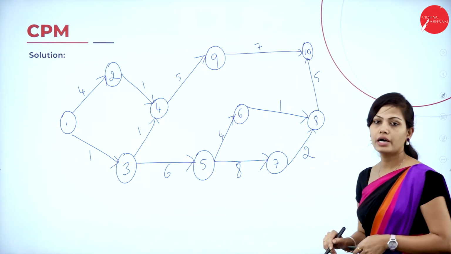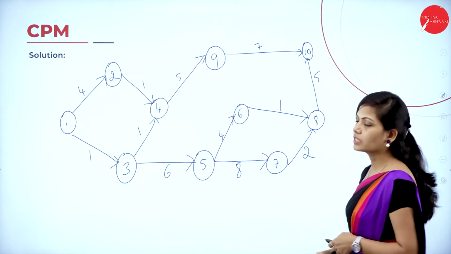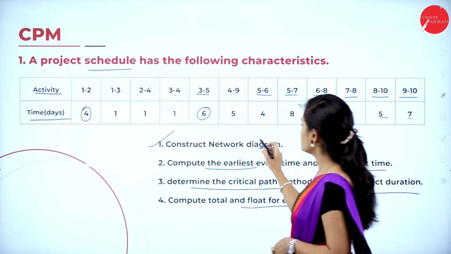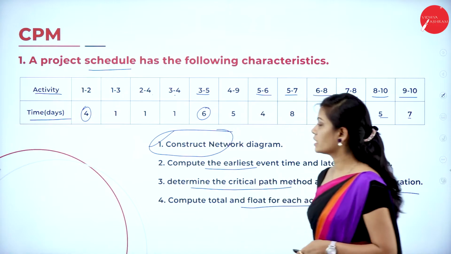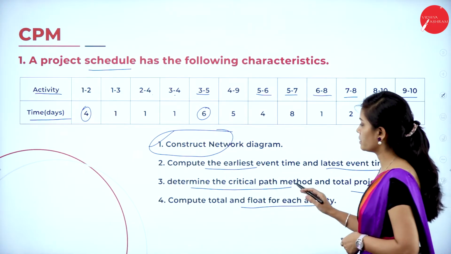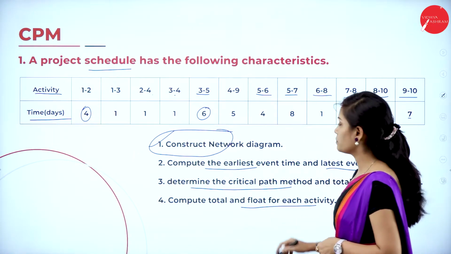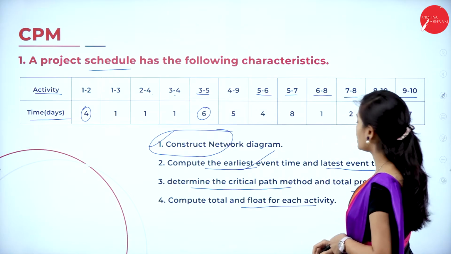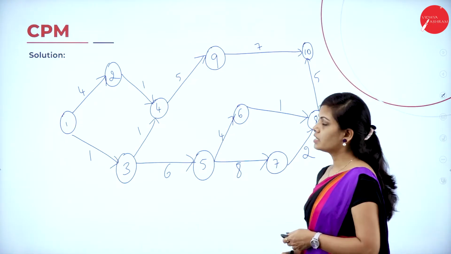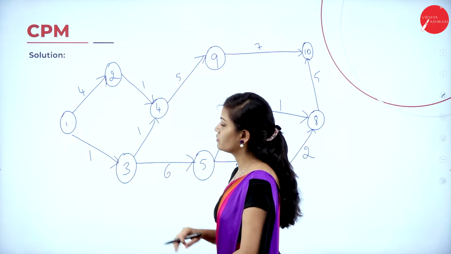So now we have completed the network diagram. So the first step, constructing the network diagram, is completed. And the next step is to compute the earliest event time and latest event time. So here I have drawn the network diagram.